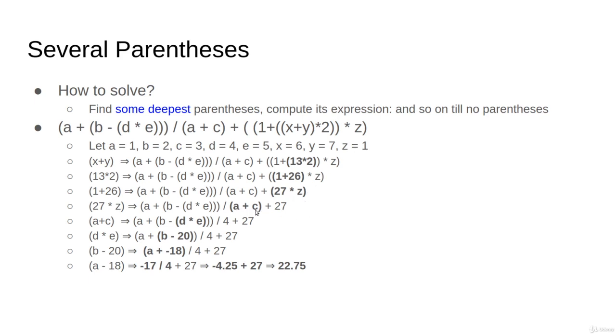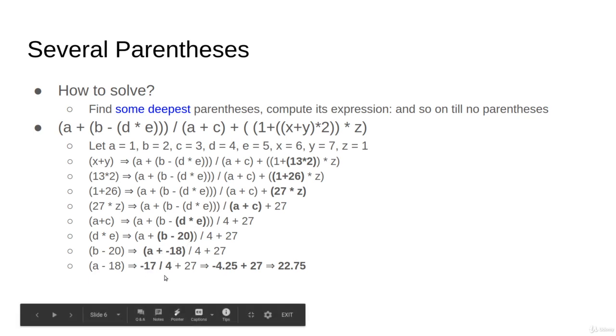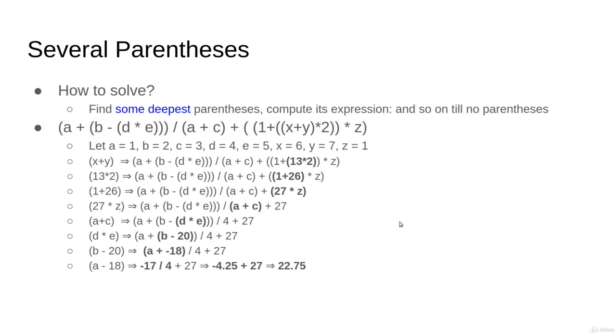Now we can take this expression a plus e to 4. Then we can take d times e to 20. Now we can apply b minus 20, which gives minus 18. We can apply a minus 18, which gives minus 17. Minus 17 divided by 4 to this guy plus 27 to this final answer. So this is how you resolve a very deep expression. In practice, you shouldn't write something very complicated like that. You better divide it into different steps. But I'm just teaching you how Python will solve this expression for you. That's all.